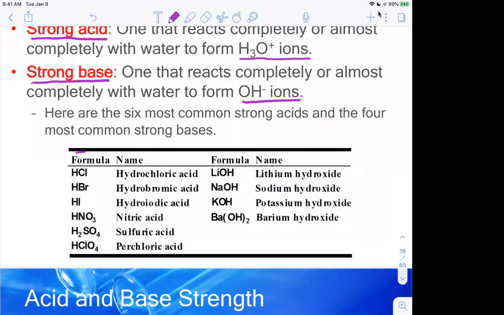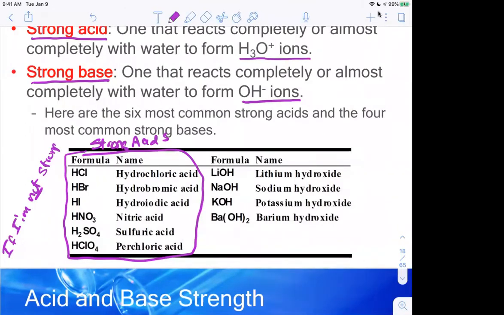So this is sort of the important part of all of this. You need to remember these 6 acids because these are the strong acids. Now, the idea is if I'm not strong, I'm weak. So any other acid except for these 6 will be a weak acid. So if my acid is not an HCl or HBr or HI or HNO3 or H2SO4 or HClO4, it is a weak acid.